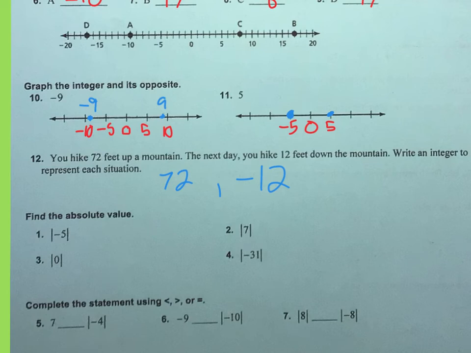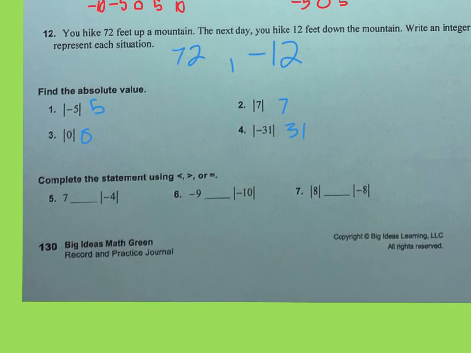Okay, these numbers 1 through 4 here are in a different lesson, but we'll go over them anyway. We've got find the absolute value. So we're going to find the absolute value of negative 5. Now, that means how far away is negative 5 from 0? Well, it's 5 spots from 0. How far away is 7 from 0? 7. How far away is 0 from 0? 0. And how far away is negative 31 from 0? 31. Pretty simple there. Absolute value isn't too difficult at this point. It can get a little bit more confusing later on down the line, but we'll talk about that.